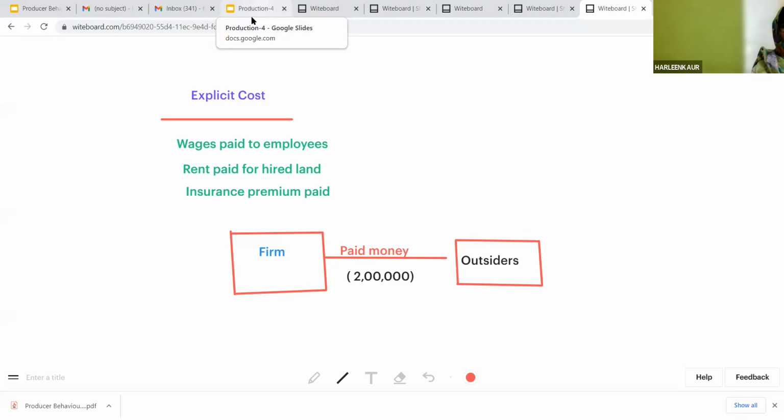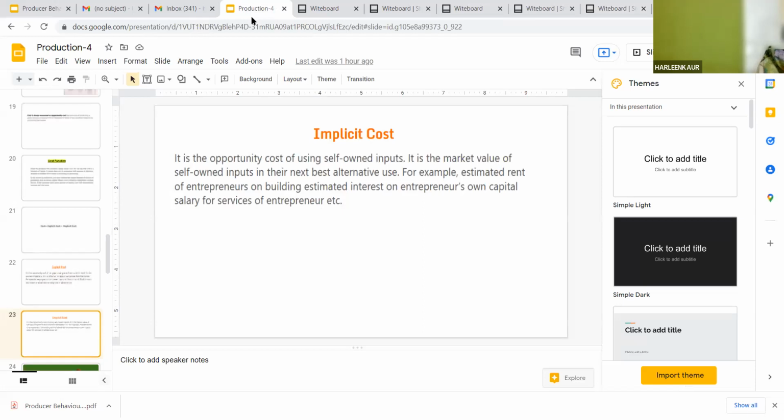So now let's understand the implicit cost. What is implicit cost here? It is the opportunity cost of using self-owned inputs, where a businessman uses his or her property, like land, home, any building. It is the market value of self-owned inputs in their next best alternative use. For example, estimated rent of entrepreneurs on building, estimated interest on entrepreneurs' own capital, or salary for services of entrepreneurs, and so on. So let's understand this concept.